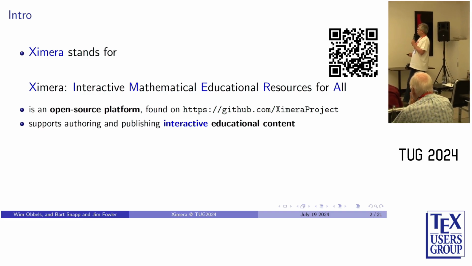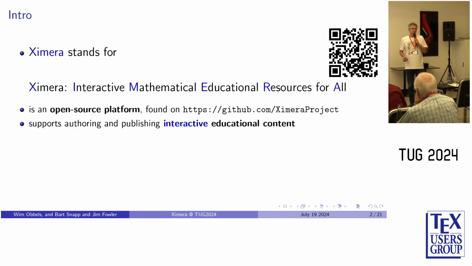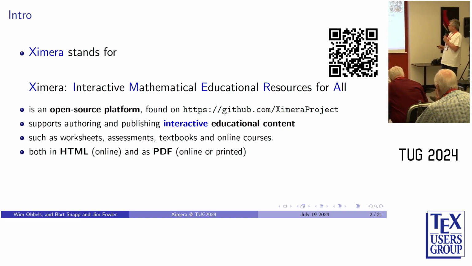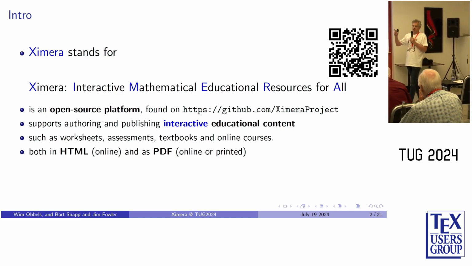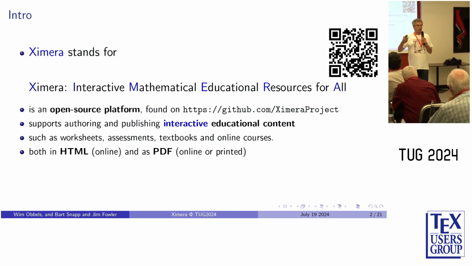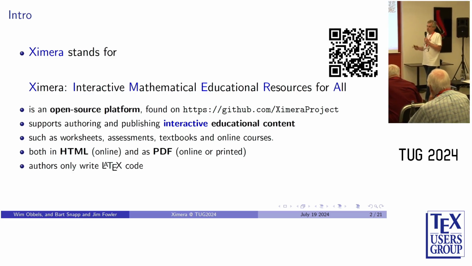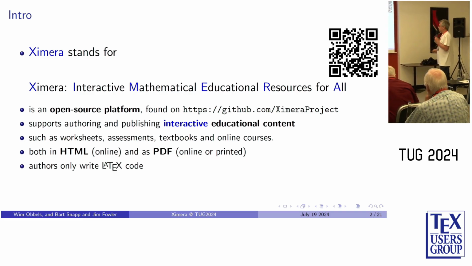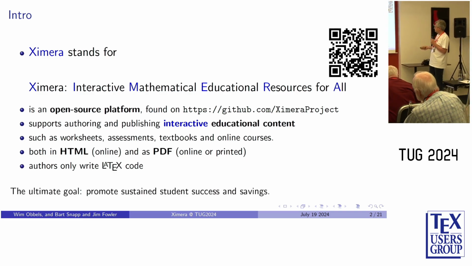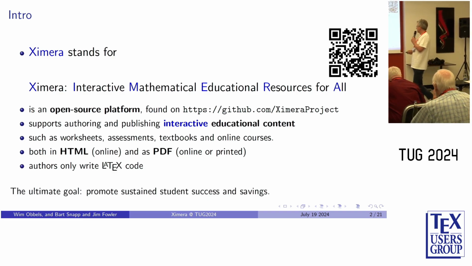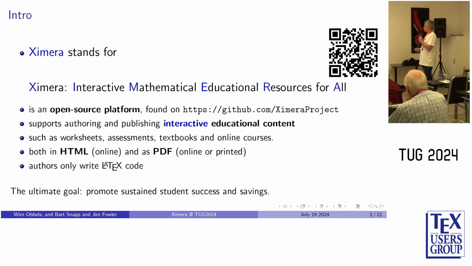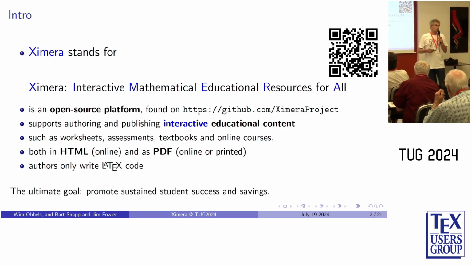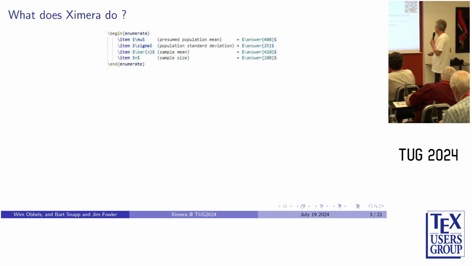So the main thing is that it supports authoring and publishing interactive educational content. So this is textbooks and online courses. It does this both in HTML and in PDF, so not only PDF, not only HTML, but both. And importantly, you just write LaTeX code. So there's nothing else for an author to do. The ultimate goal, according to the Ximera people, is to promote sustained student success and savings by having all this available in an open source, free form.